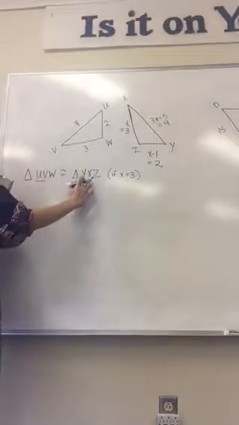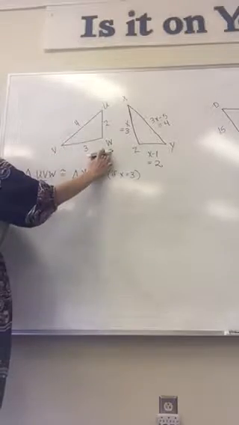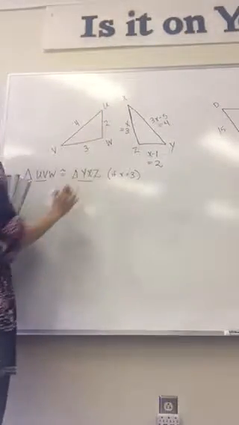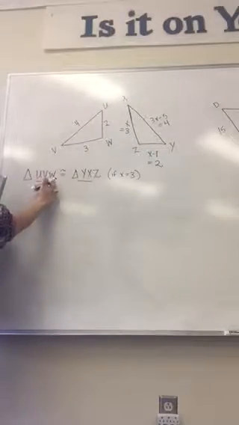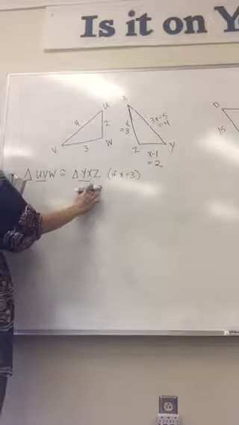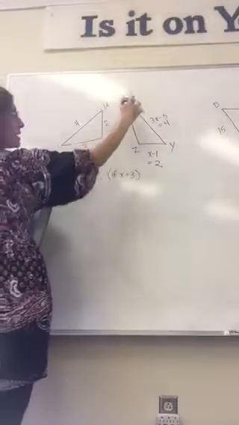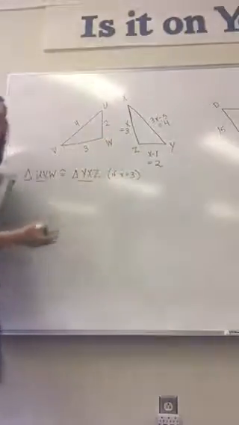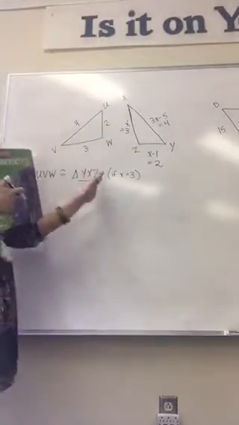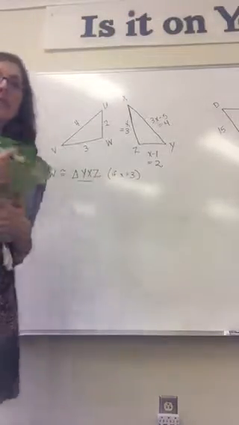Is VW congruent to XZ? VW is 3, XZ is 3, yes. And is UW or WU congruent to YZ? Let's see, UW is 2, YZ is also 2. So yes, we've proven by the mathematics that those two are congruent based on side, side, side.